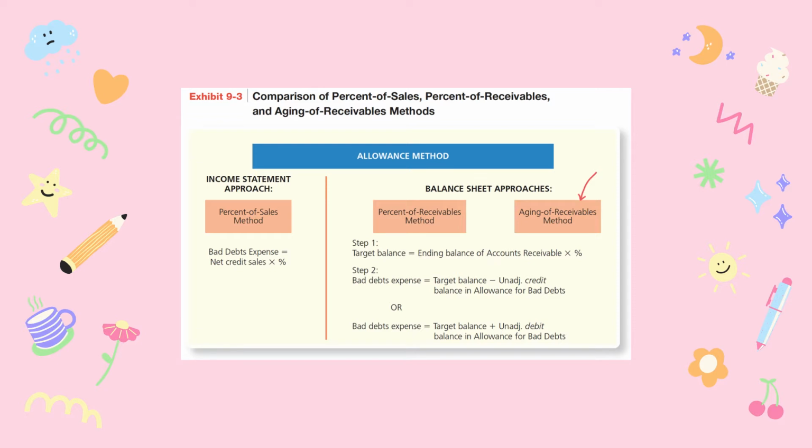So first you need to find the target balance, which is ending accounts receivable multiplied by the uncollectable percentage. Step 2, we need to find bad debt expense, and we need to draw a T account for the allowance for bad debts. Okay, so if you have a debit balance, we're going to add to solve for X. If you have a credit balance, you're going to subtract to solve for X.